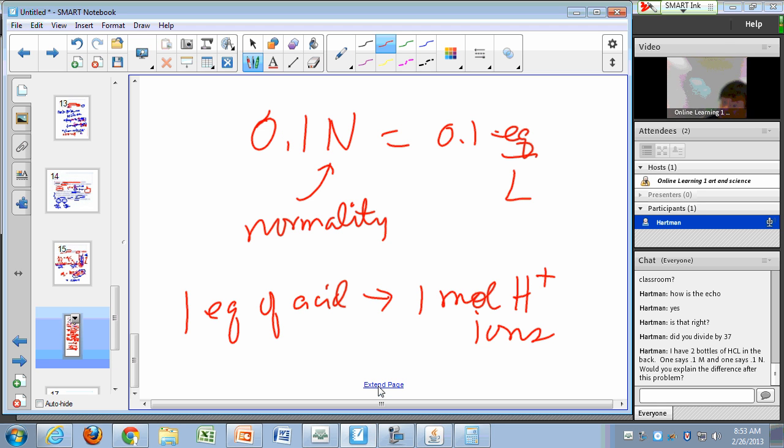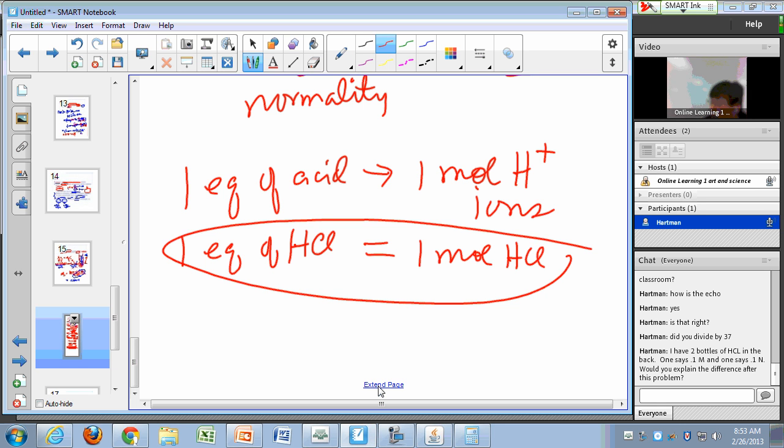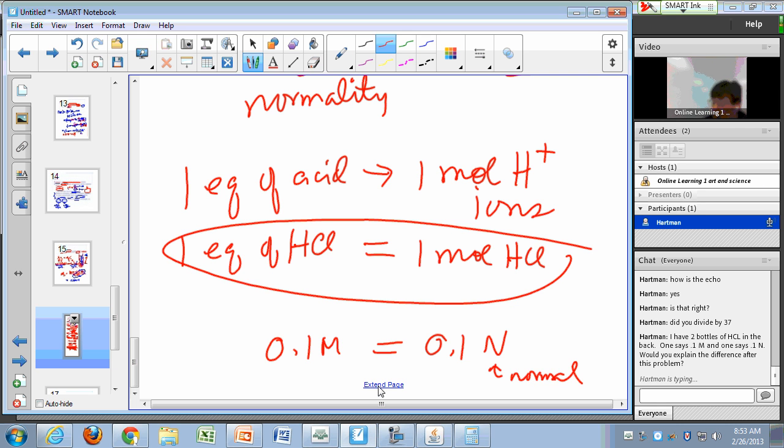Okay, so that means 1 mole, 1 equivalent of HCl, is the same thing as 1 mole of HCl. So as far as HCl is concerned, 0.1 molar is the same thing as 0.1 normal. So this is the normality. You say this is 0.1 normal.